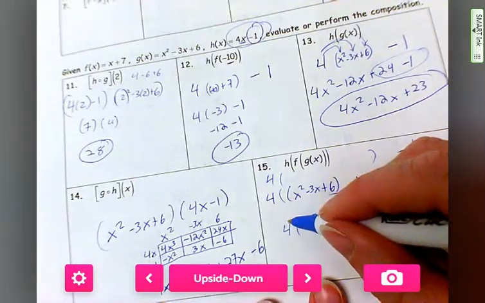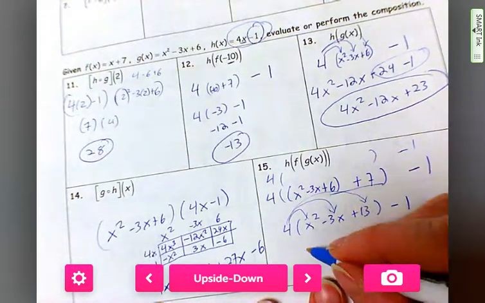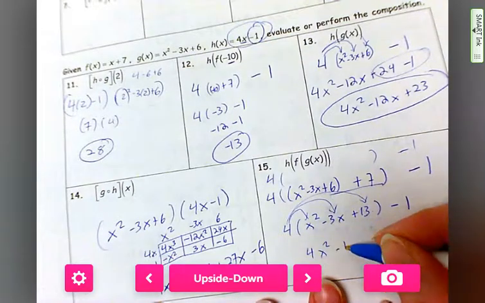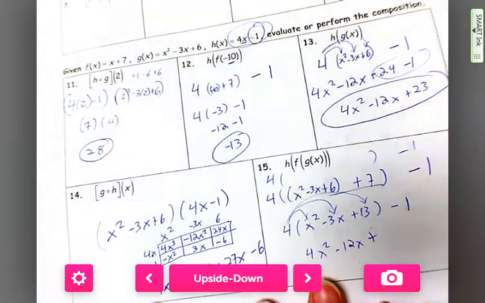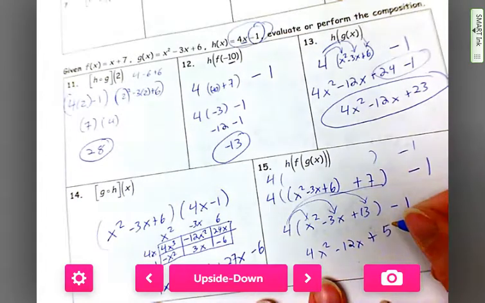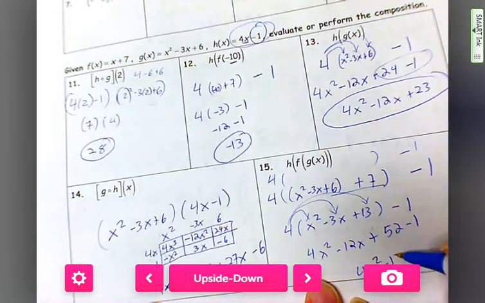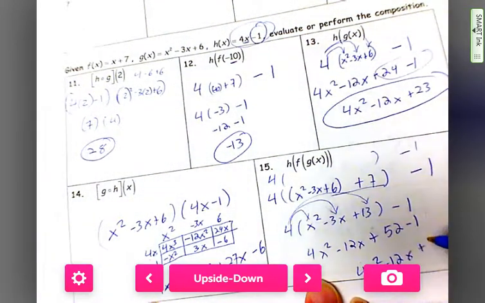So now I'm going to distribute my 4, and I get 4x squared minus 12x plus, what's 13 times 4? 52 minus 1. And I get 4x squared minus 12x plus 51.